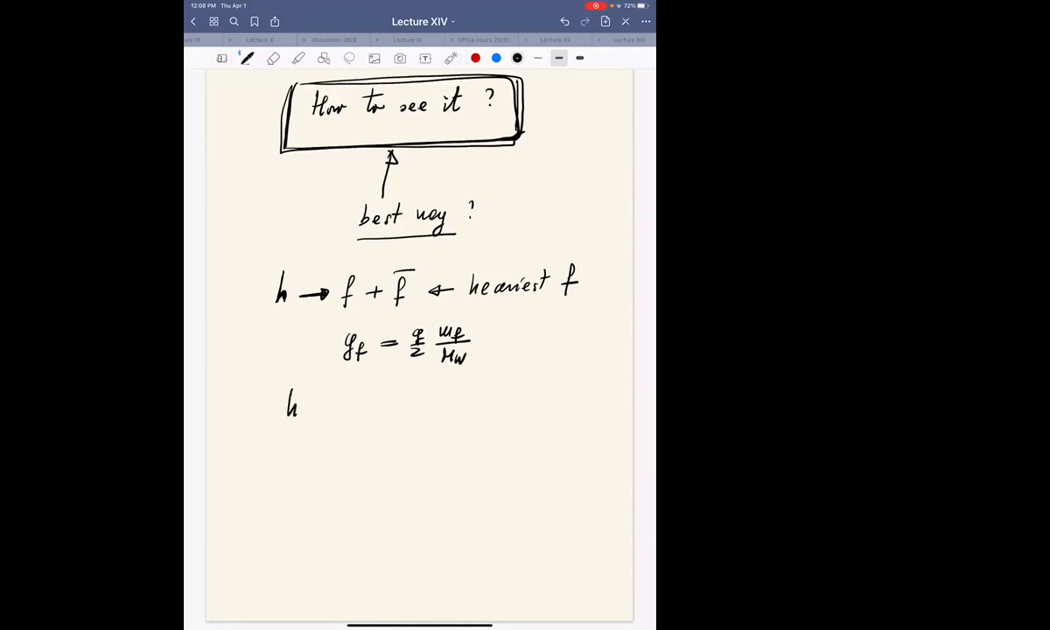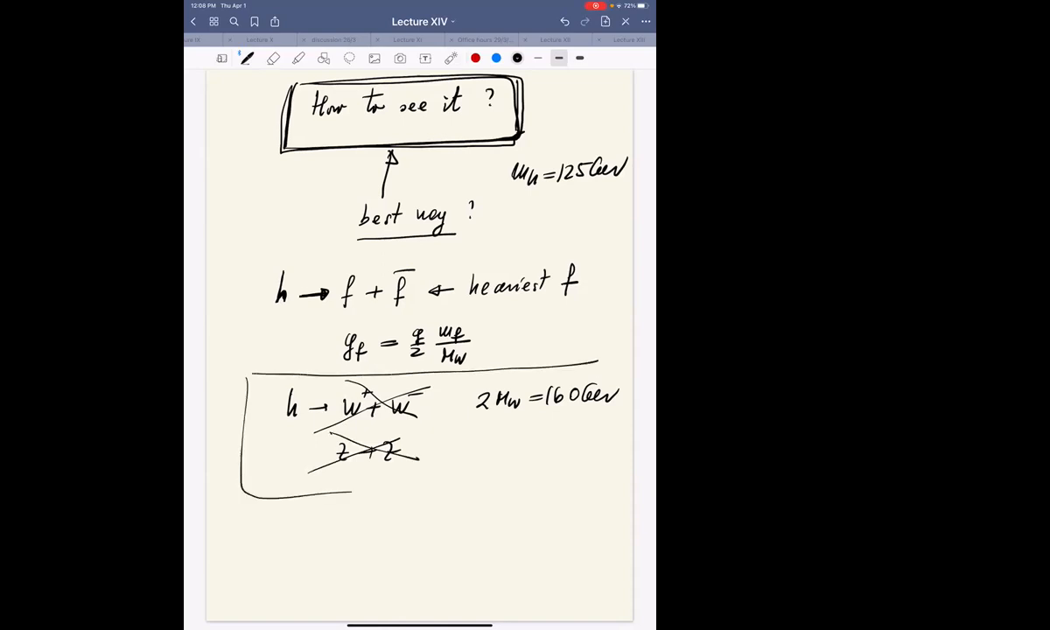I could also try Higgs decaying into W plus W minus. That doesn't go through. 2 MW is 160 GeV. And MH, we said, is 125 GeV. So it doesn't go into Z plus Z, at least not directly. I'll come back to that. There is something interesting to come back to, but not directly.